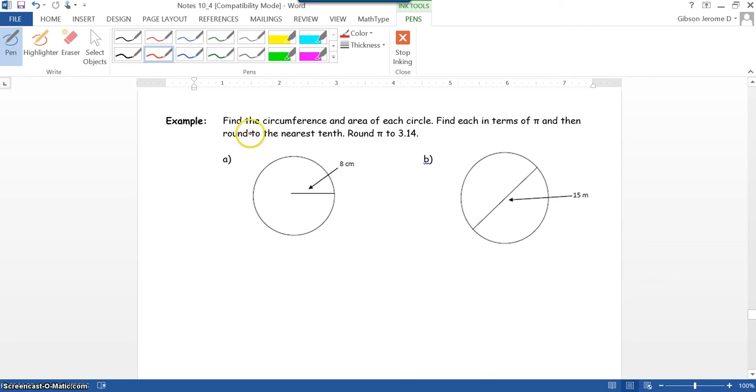Okay, now, for A and B it says find the circumference and area of each circle. Find each in terms of pi and then round to the nearest tenth. Round pi to 3.14. So this is telling you to do that.